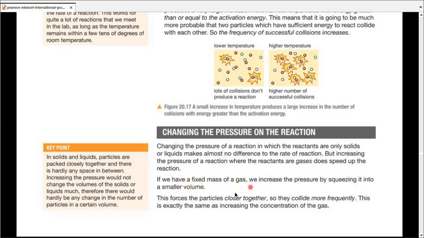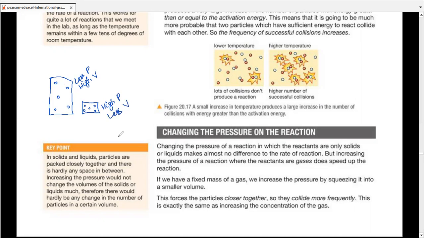So if we have a fixed mass of gas, we can increase the pressure by squeezing it into a smaller volume. Now, if you remember from the very first chapters, the gas particles are very far away from one another. Squeezing it a little bit can force those particles into a smaller volume. We say that this has less pressure and this one has a higher pressure. The one that has less pressure has a high volume, and the one that has high pressure has less volume.